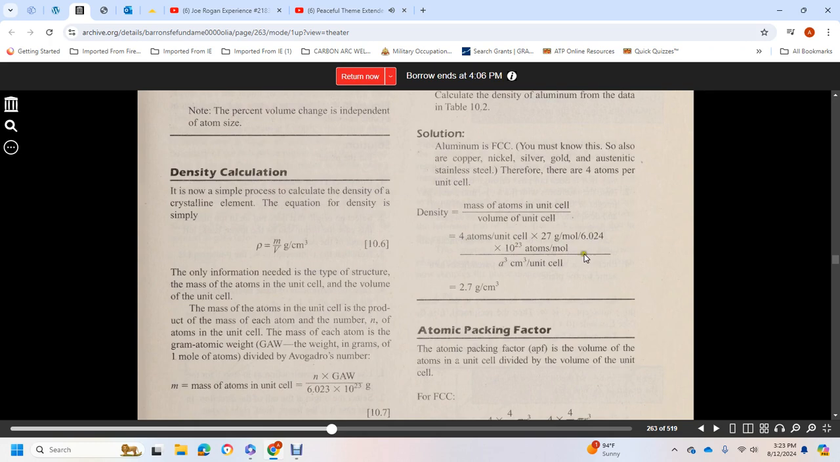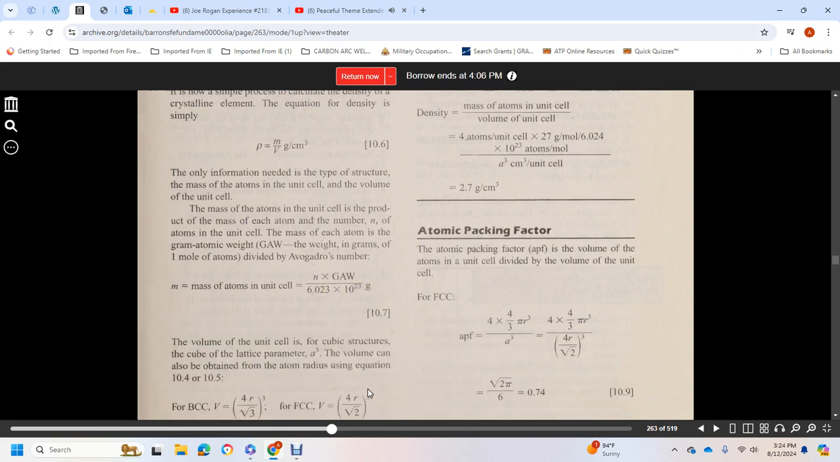The mass of the atoms in the unit cell is the product of the mass of each atom and the number n of atoms in the unit cell. The mass of each atom is the gram atomic weight, or GAW, the weight in grams of 1 mole of atoms, divided by Avogadro's number. M, the mass of the atoms in the unit cell, is equal to n times the gram atomic weight over 6.023 times 10 to the 23rd, in grams.